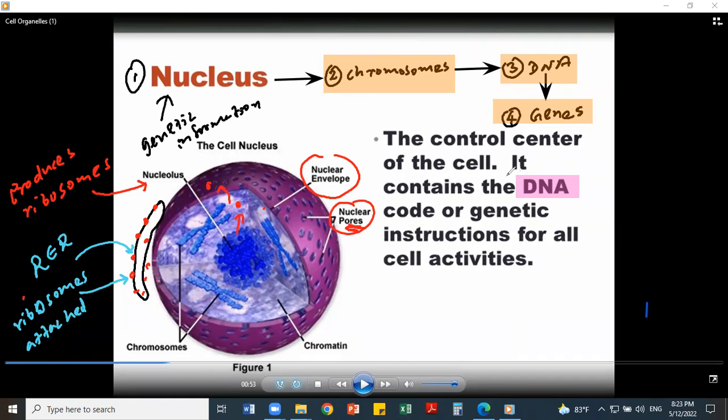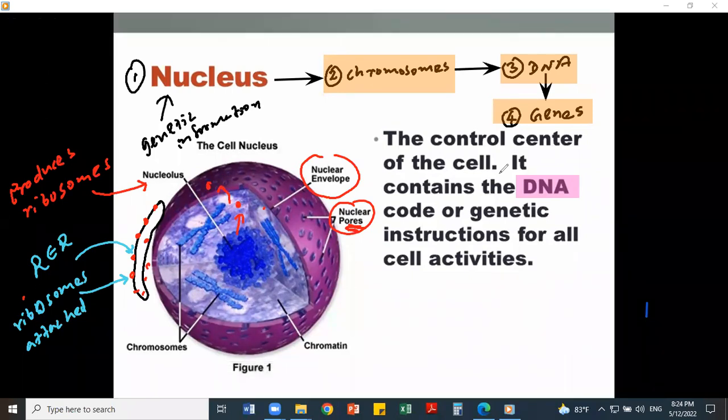Actually, if you take a cell from anywhere in your body, any living cell contains a nucleus. Any living cell contains these 46 chromosomes. Right? What is the difference between chromosomes and chromatin? When it is coiled, we call it chromosome. The uncoiled one is called chromatin.